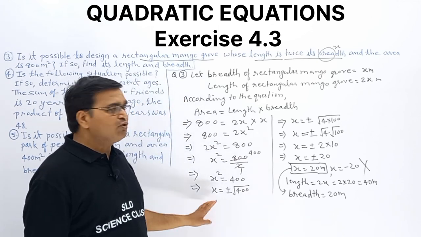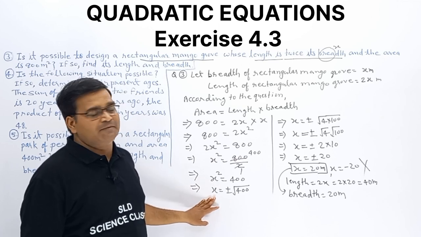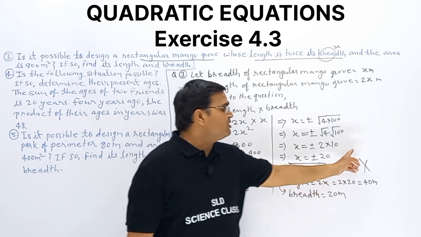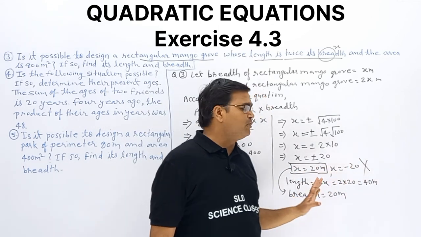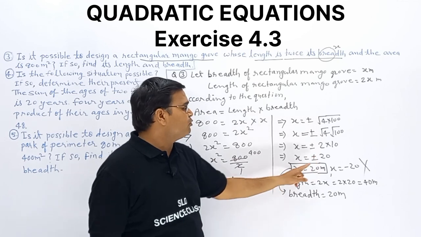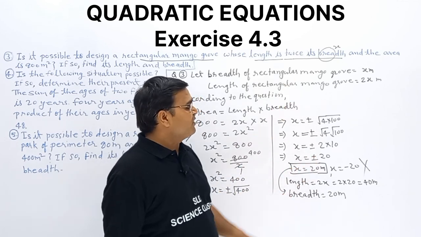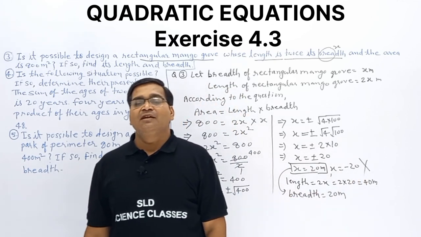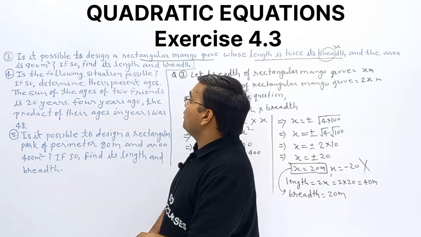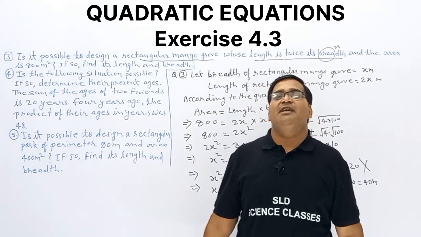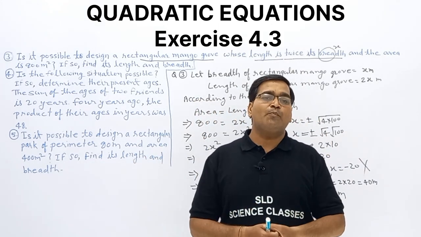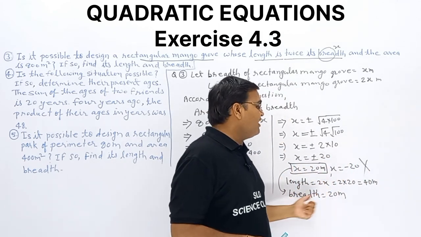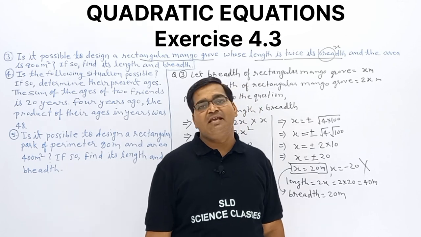It means x is having some values. And what values? X equal to 20 meter and minus 20. So minus 20, breadth cannot be negative. So we cannot use this negative value. We will use the positive one. X equal to 20. So finally we can say its length will be 2 times of 20, which is 40 meter. Clear? So yes, it is possible to design. We can design the rectangular mango grove whose breadth is 20 meter and length is 40 meter.